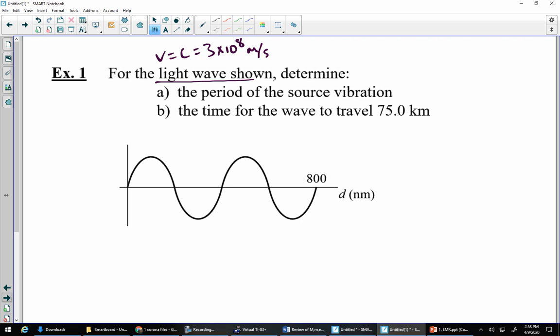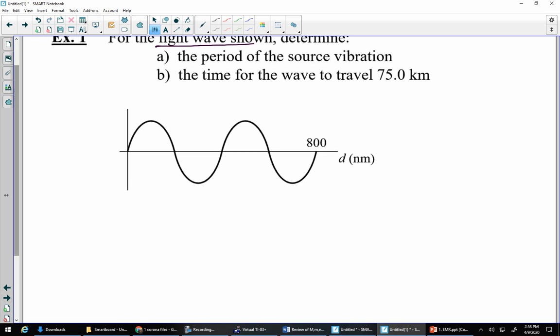Okay, so it says, for the light wave shown, determine the period of the source vibration and the time for the wave to travel 75 kilometers. So the period of the source vibration, let's look at that first. We don't really have a good way to get period. The only formula that we really have with period in it for waves is period is equal to 1 divided by frequency. So maybe we should figure out the frequency for part A, and then I can use that frequency to figure out the period. So for part A, we want to do that. But even then, I know that I'm going to be using my universal wave equation, v is equal to frequency times wavelength.